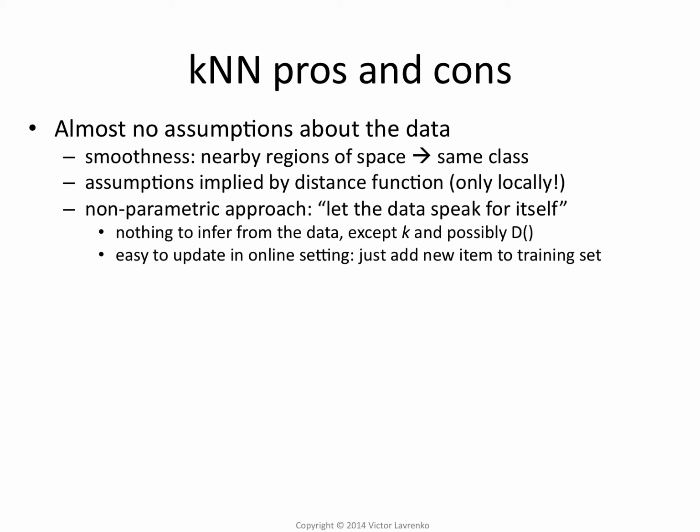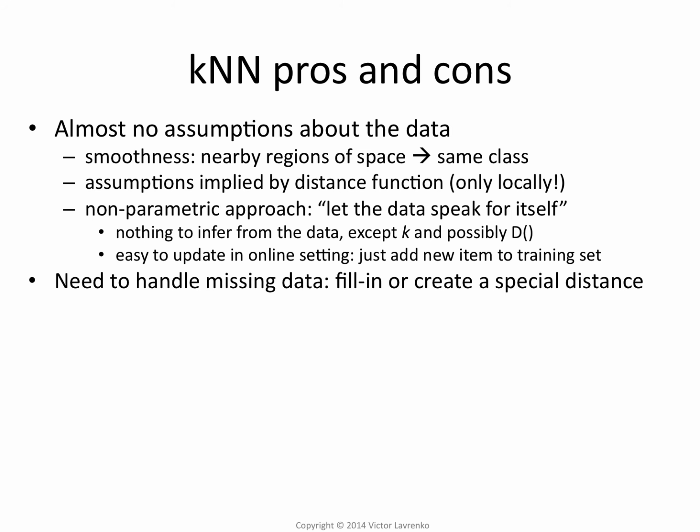With nearest neighbors, you're really not assuming anything. The only thing you're assuming is proximity. Similar instances should have similar class values, or similar targets for regression. It's a non-parametric approach. You're basically letting the data speak for itself. You're not fitting any distribution to the data.